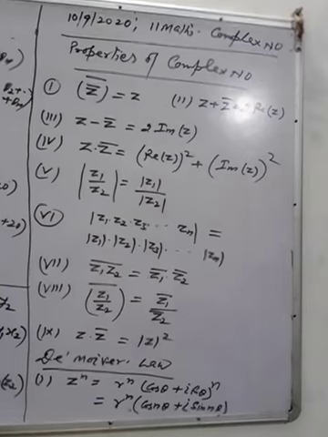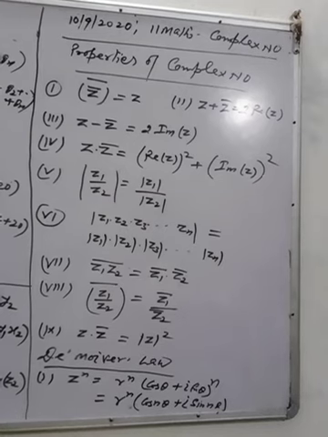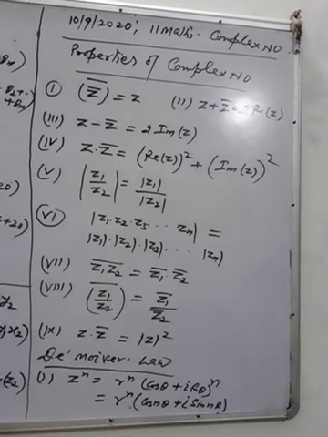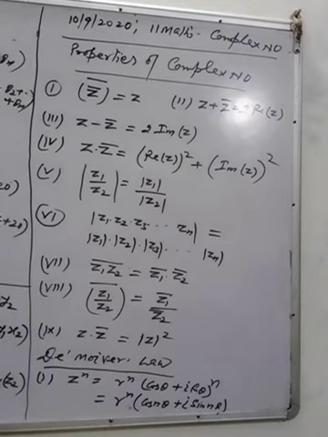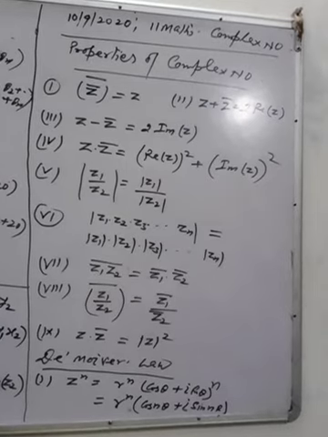11th math students, you will remember some important properties of complex numbers related to conjugate and modulus. So first is the double bar of a complex number z. Z you can take as x plus iy or a plus ib. So double bar means double conjugate. Conjugate of a conjugate of z is z itself.